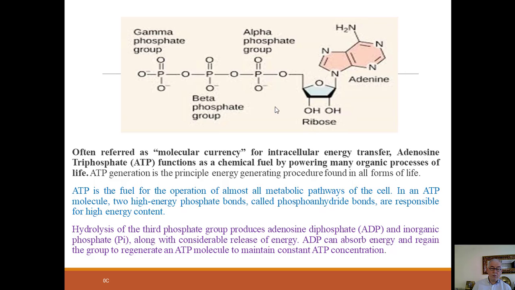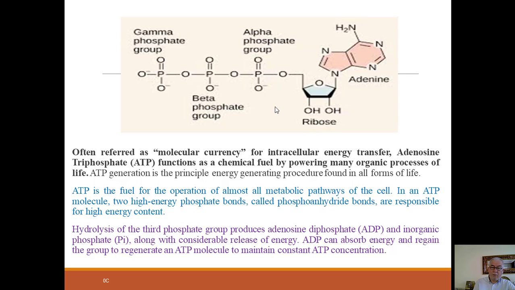In an ATP molecule, there are two high energy phosphate bonds called phosphoanhydride bonds, which are responsible for its high energy content. Hydrolysis of the third phosphate group produces adenosine diphosphate and an inorganic phosphate, along with a considerable release of energy. ADP can absorb energy and regain the phosphate group to regenerate an ATP molecule, to maintain constant ATP concentration.